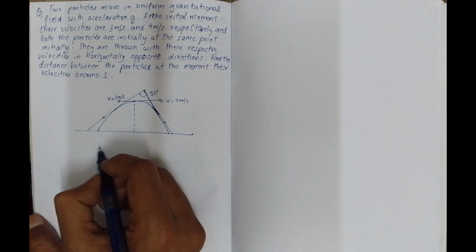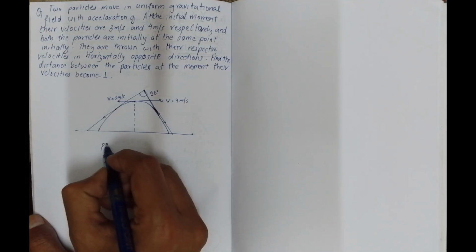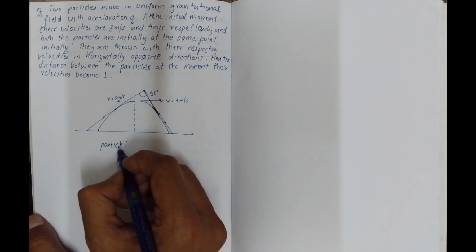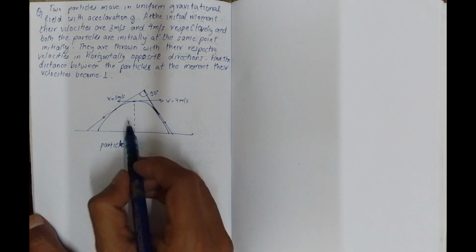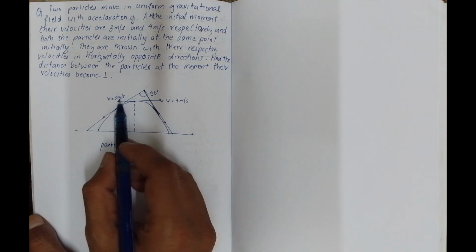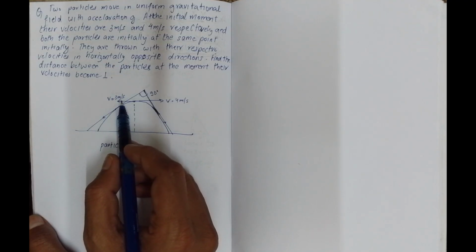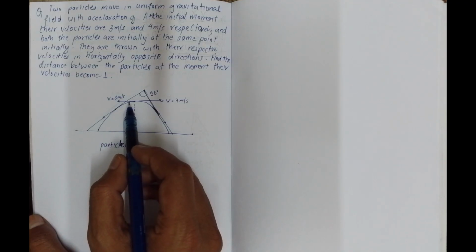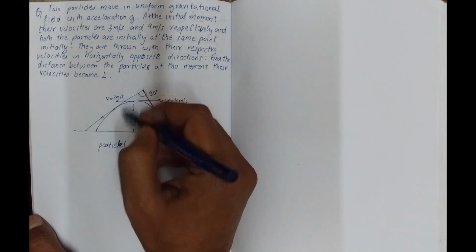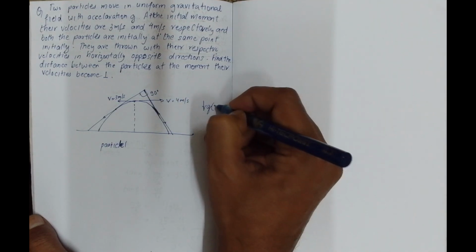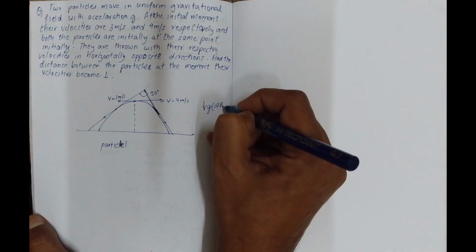Now for particle 1 and for particle 2 also, we know that the horizontal component is always constant. For particle 1, the horizontal component of the velocity will always be 3 meters per second, and it will not change because the only acceleration is in the vertically downward direction, that is g, equal to 9.8 meters per second squared.